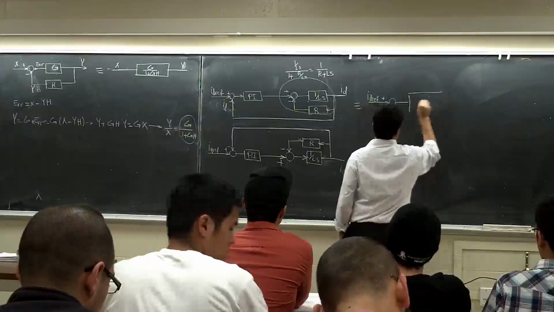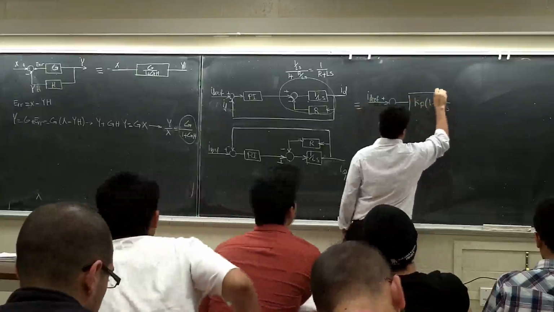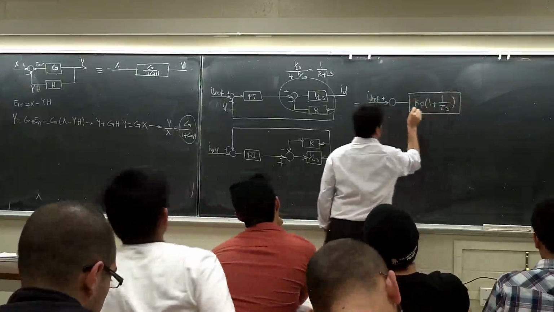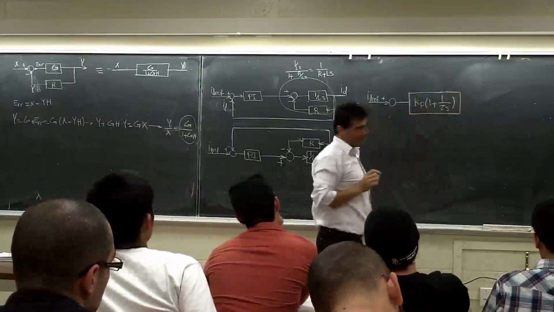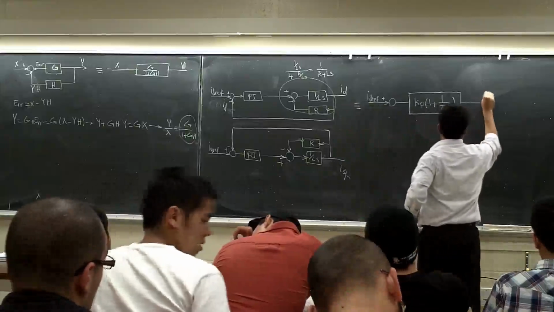I'm going to put my PI like this: KP times 1 over tau s. I like to use this one. Tau s. That one is going to be one block like this.